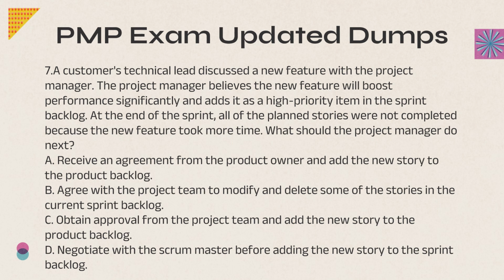A. Receive an agreement from the product owner and add the new story to the product backlog. B. Agree with the project team to modify and delete some of the stories in the current sprint backlog. C. Obtain approval from the project team and add the new story to the product backlog. D. Negotiate with the Scrum Master before adding the new story to the sprint backlog.